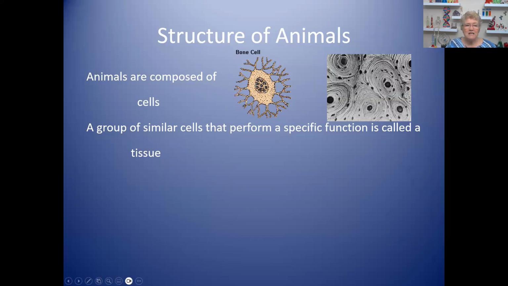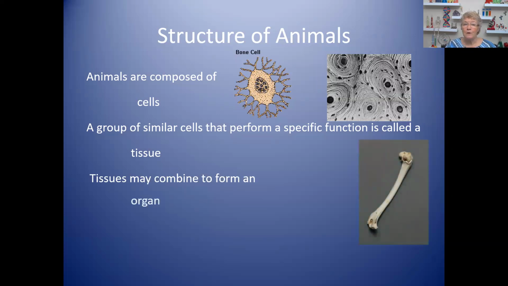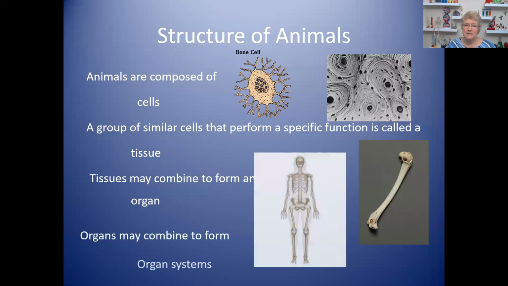Now, when we have a bunch of tissues, those tissues all combine to form an organ. In the case of bone cells making bone tissue, that combines to make the organ. A bone is an organ, right? So is your heart. So is your brain, your lungs. They're made up of different kinds of tissues that combine to make them together. And then, of course, when we combine all the organs, we get an organ system, like the skeletal system.